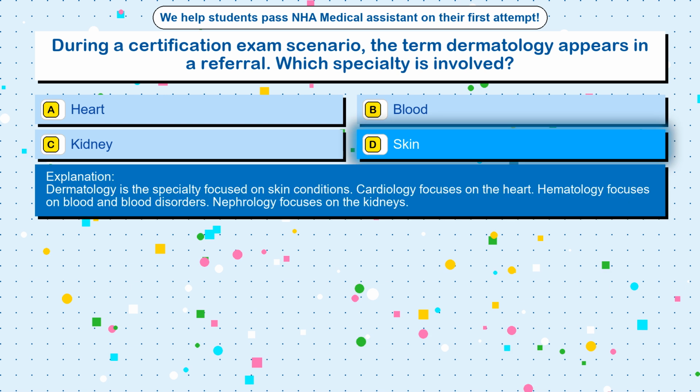Skin. Dermatology is the specialty focused on skin conditions. Cardiology focuses on the heart. Hematology focuses on blood and blood disorders. Nephrology focuses on the kidneys.